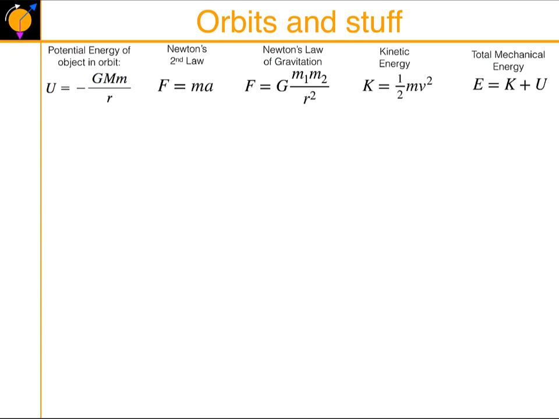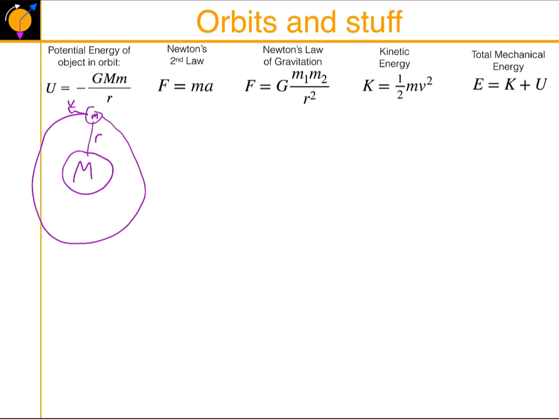I'm going to calculate the total energy of an object in orbit. So if I have some planet and an object in orbit around it, what is its total energy? It's going to have a velocity, so it's going to have kinetic energy and potential energy. What I'd like to do is figure out the total energy of an object in orbit around the sun or around any other object.